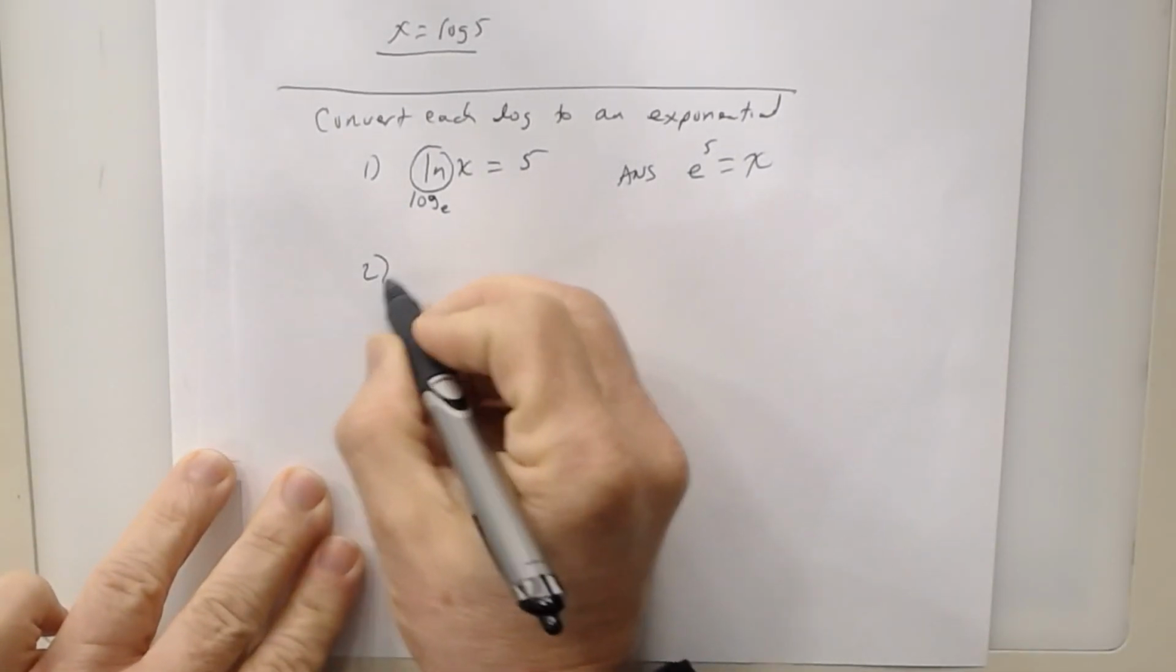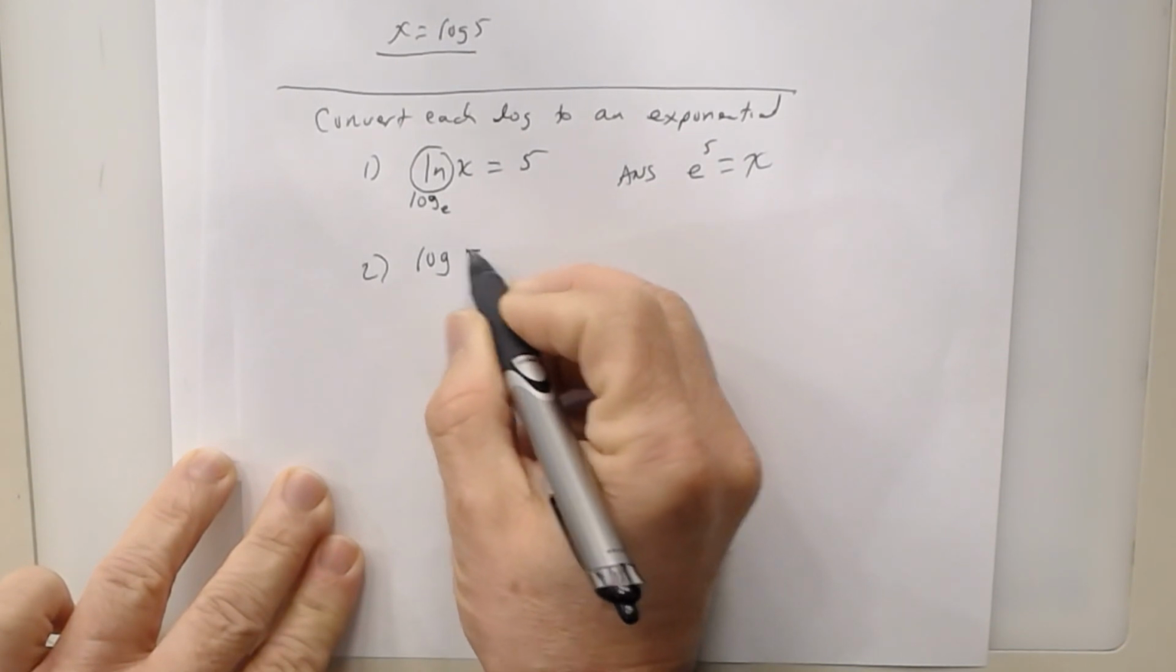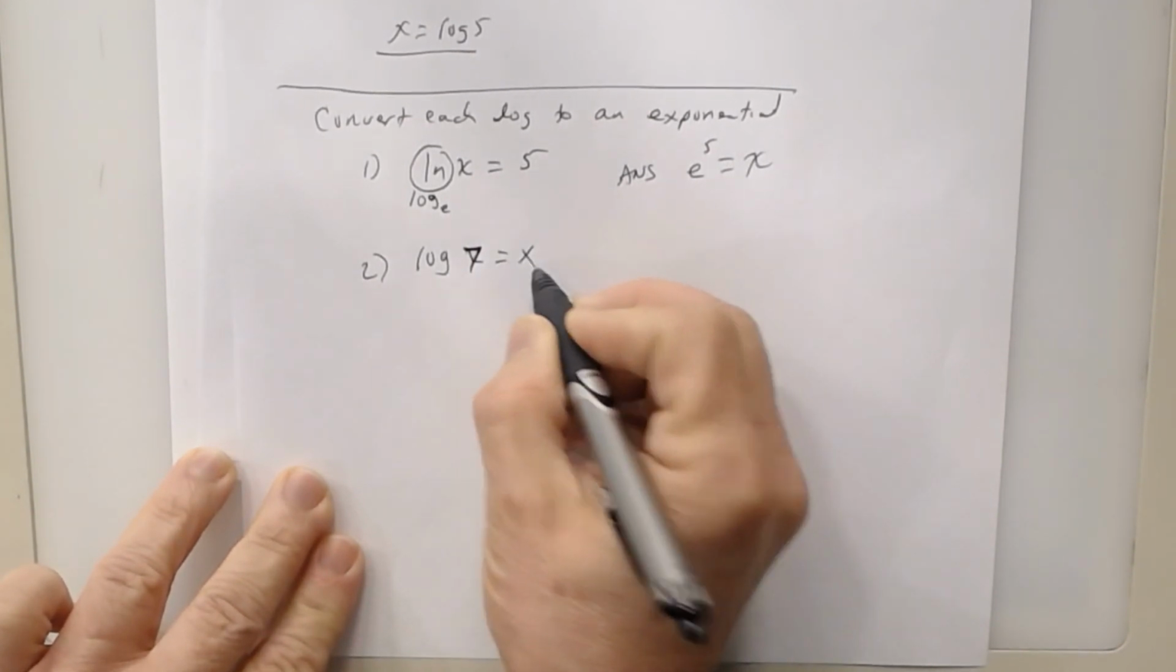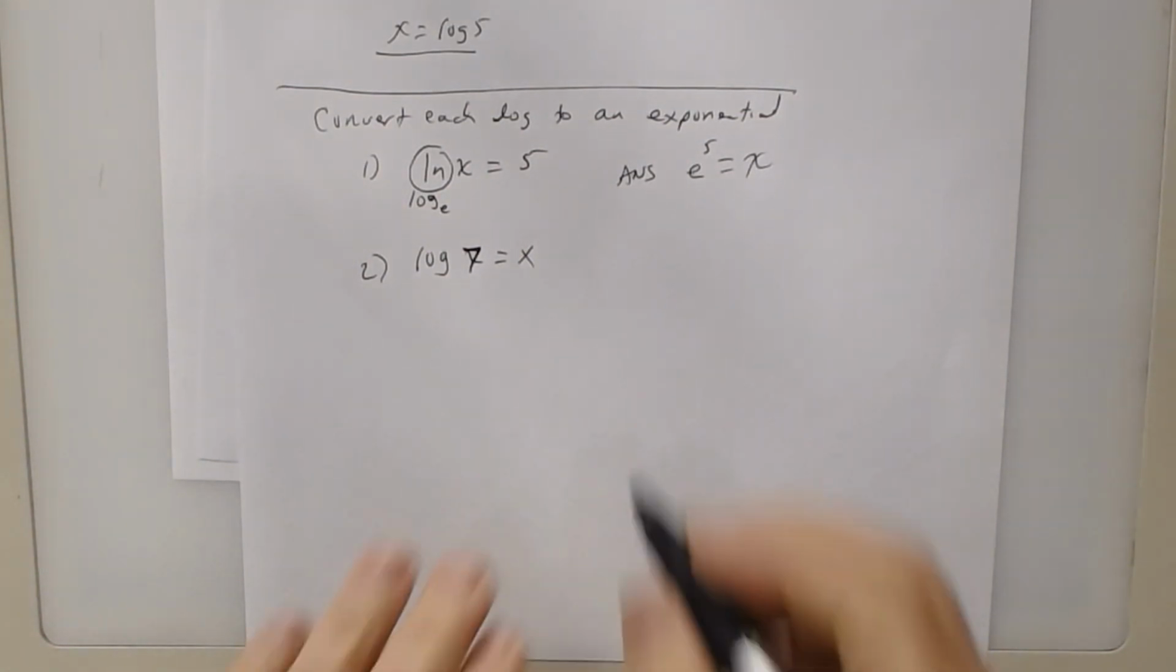And if you had this, the log of, let's say, log of 7 equal x. So log with no base listed is understood to be base 10. That's your common logarithm. The one we just did was a natural logarithm. Natural logarithm has what base? E. Common logarithm has what base? 10. All right, so you would say 10 to what power? X. 10 to the x equals 7.